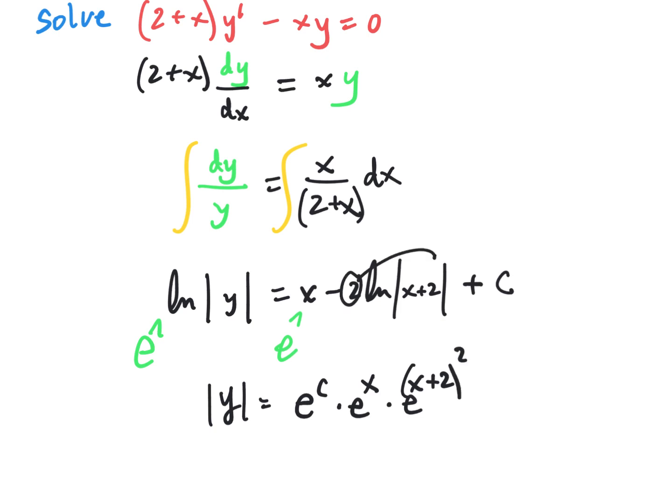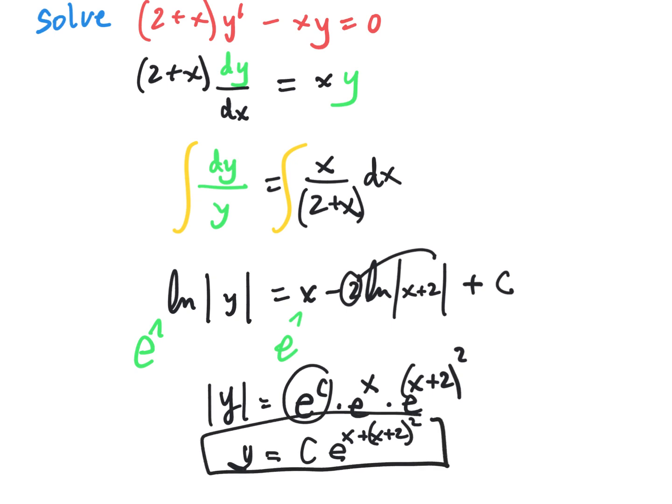And since we're squaring it, we won't need the absolute value symbols anymore. So this is just some constant. It might be positive, it might be negative, so we don't need that absolute value. And we will add these exponents, x plus 2 squared. Final answer, or if we prefer, we can expand that binomial and get x squared plus 5x plus 4.